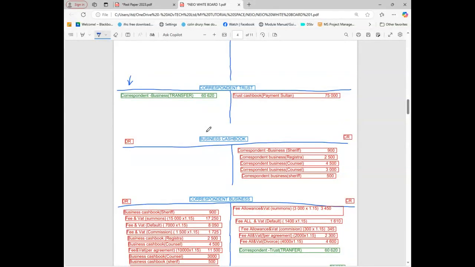Because the trust money is in the cash book, I must first affect the trust money, thereafter go to the cash book and take the real cash. I don't know if it makes sense. No, it does make sense, because we can't take money from trust. It has to be transferred from trust to business.